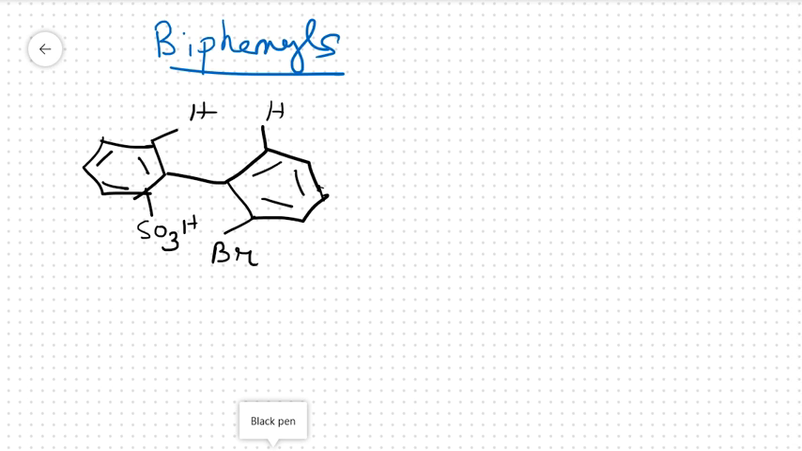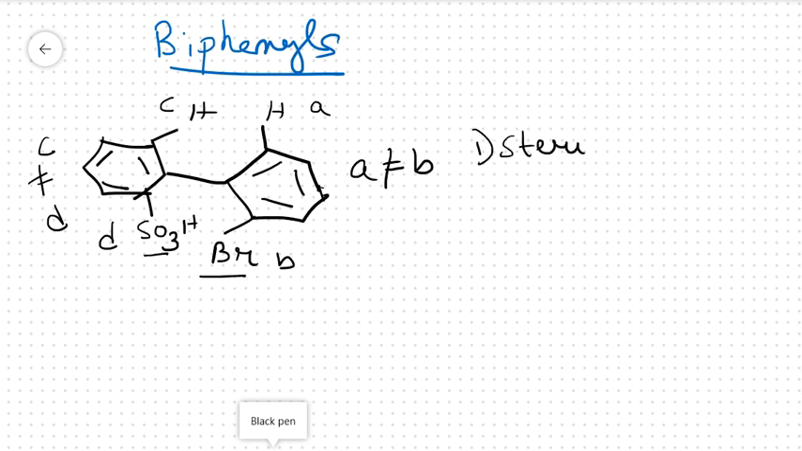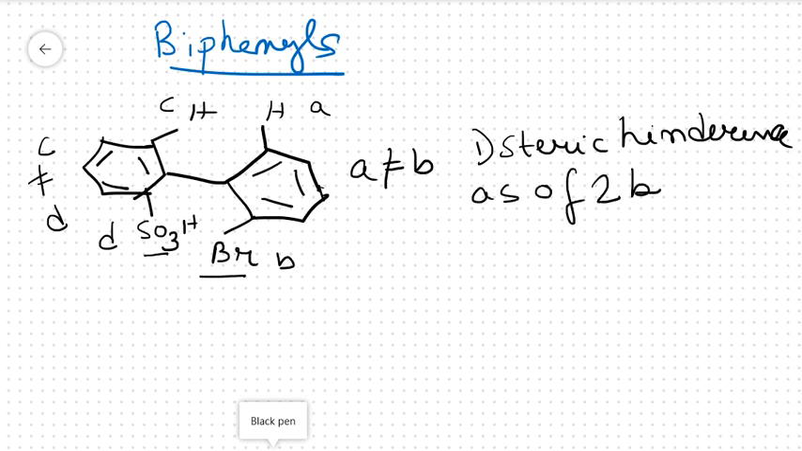First of all, we need to understand the biphenyl configuration. If we take this compound with A and B, and also C and D, A is not equal to B, like that of spiranes, like that of allenes and spiro, the condition is the same, C is not equal to D. This is the main thing. Since there are two bulky groups here, steric hindrance will be there, as of two bulky groups.